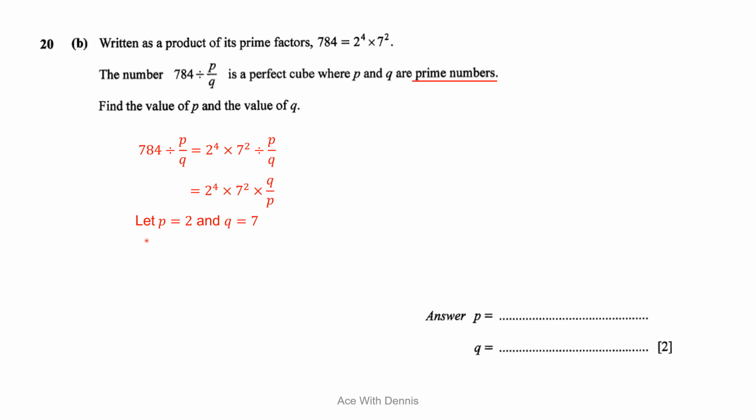Hence, let's see what happens if we let P equals 2 and Q equals 7. So 784 divided by P over Q equals 2 to the power of 4 times 7 squared times 7 over 2. We multiply by 7, so the power of the 7 squared is increased by 1. And we divide by 2, so we reduce the power of 2, which is 4, to 3. So the whole thing becomes 2 cubed times 7 cubed. As you can see, the powers of 2 and 7 are divisible by 3, hence it becomes a perfect cube. So the answer will be P equals 2 and Q equals 7.